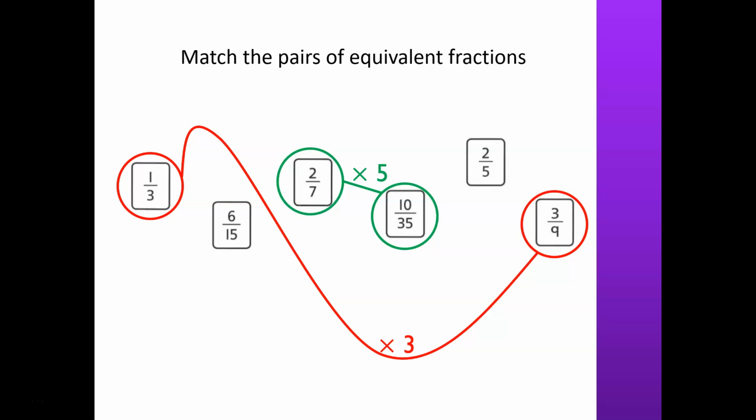This leaves the last equivalent fraction pair being 6/15 and 2/5. This time, instead of multiplying, I notice the inverse calculation, division. 6 divided by 3 is equal to 2, and 15 divided by 3 is equal to 5. A big congratulations to those of you who completed that challenge successfully. You are most definitely on your way to becoming fraction whiz kids.